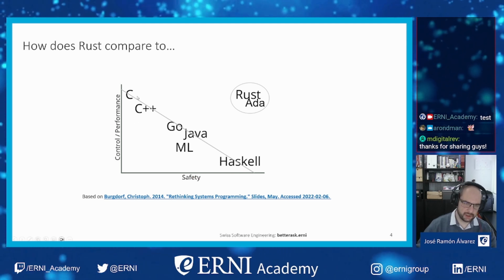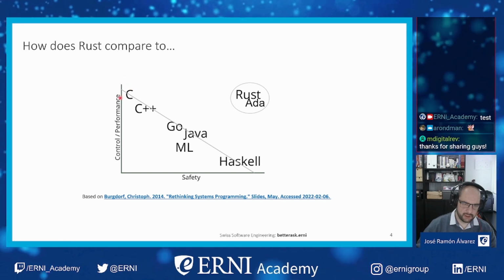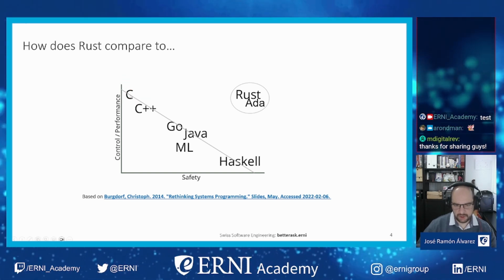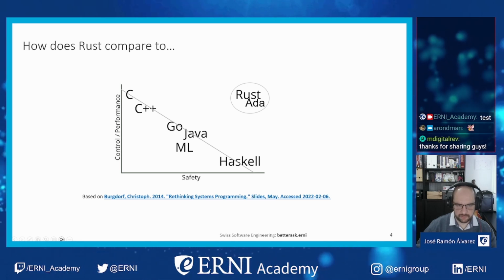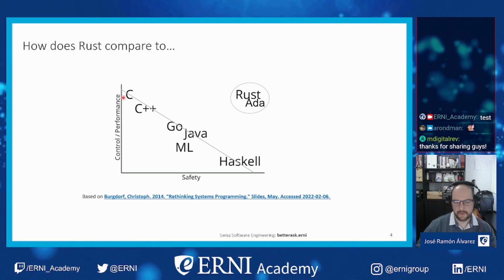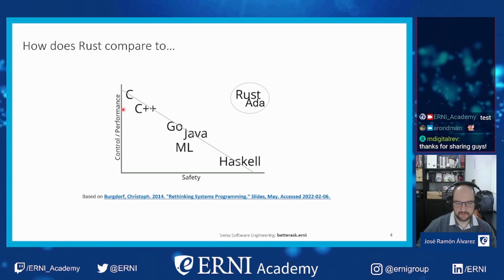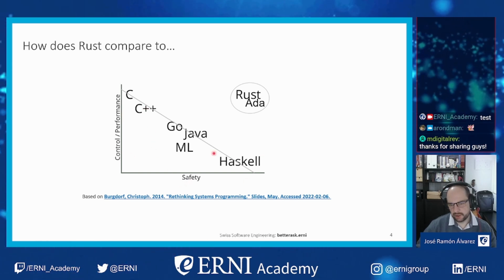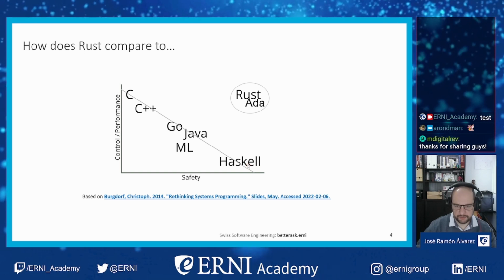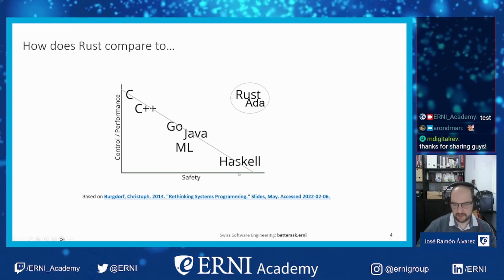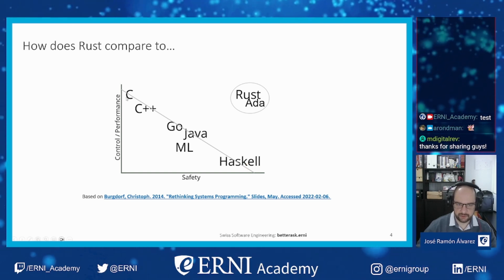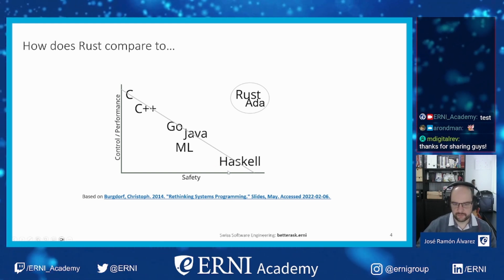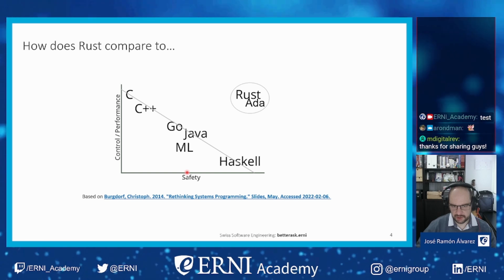So traditionally we have one edge with C and C++, which gives you full access down to register level, full control and potentially full performance, but no safety unless you do things very well. And on the other edge we have Haskell, which is a super academic, very high level language, super safe, but you cannot go to register level with Haskell, at least not easily.